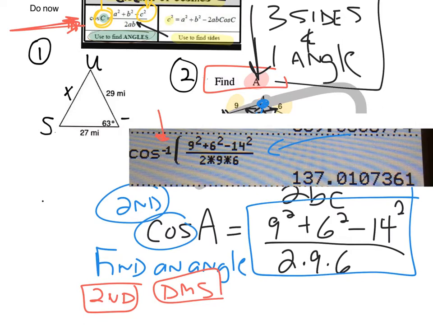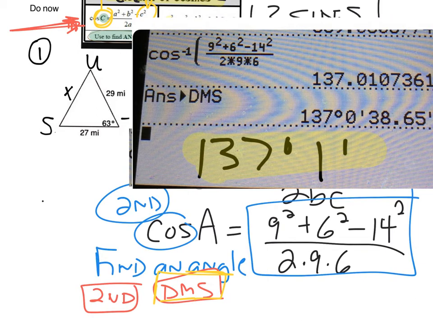And then now I'm going to DMS my answer. So second and option 4 for DMS, and it looks like to the nearest minute, we look at our seconds, since it's 38, since it's bigger than 30, we're going to kick the minutes up by 1. So here your answer is 137 degrees and 1 minute.